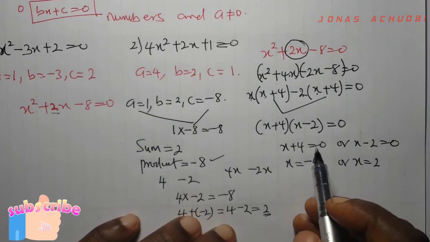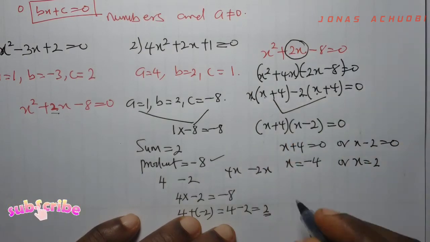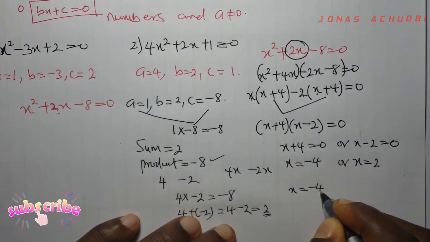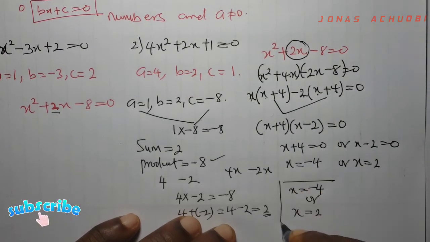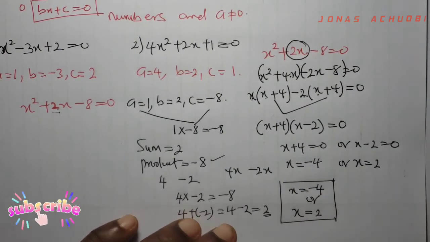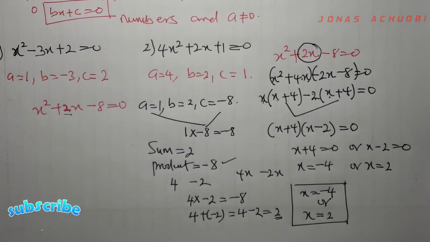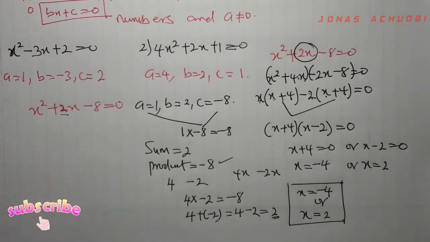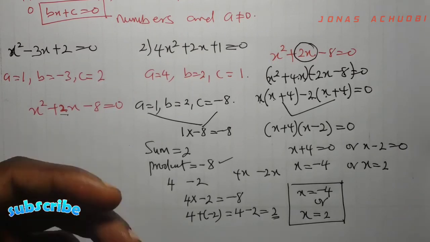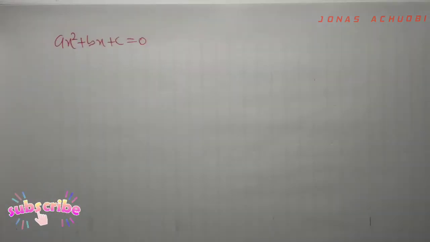So the solution to our quadratic equation, x squared plus 2x minus 8 equal to 0, is x equal to negative 4 or x equal to 2. And we've just solved this equation using the method called factorization. I'd like to point out at this point that this method only works when there are factors. So in some instances, the method of factorization does not really work.